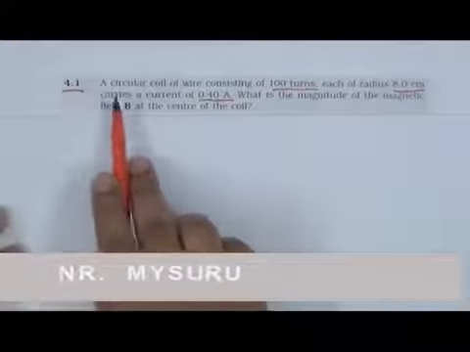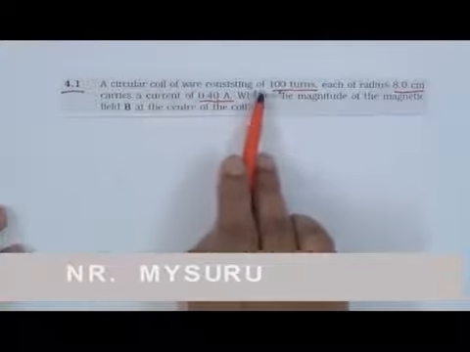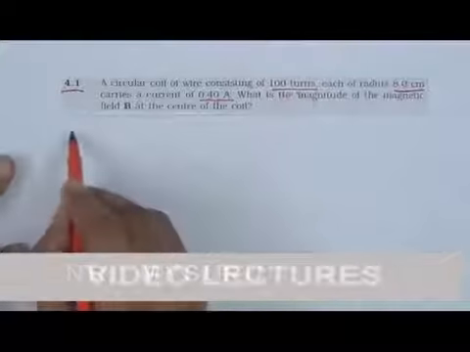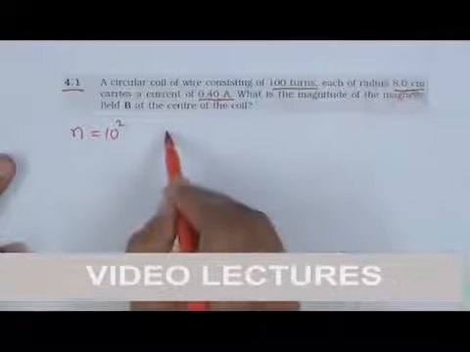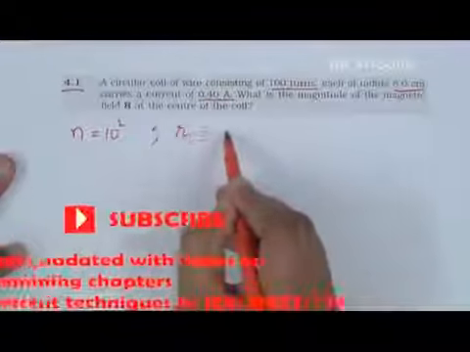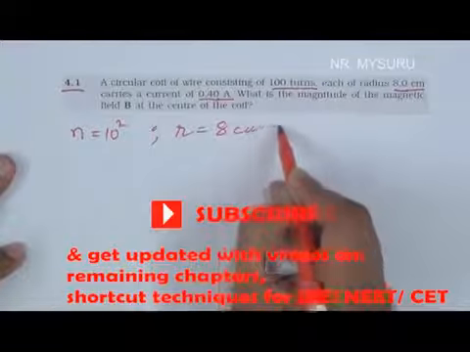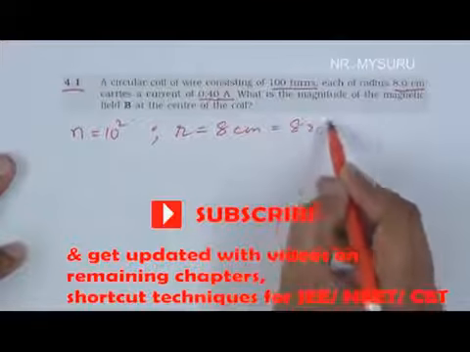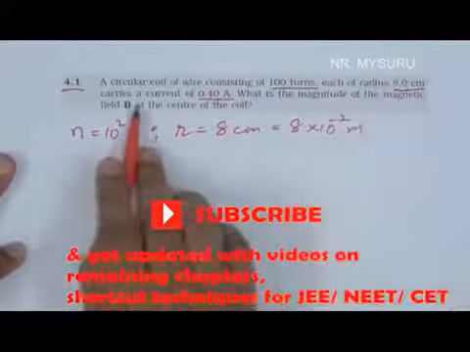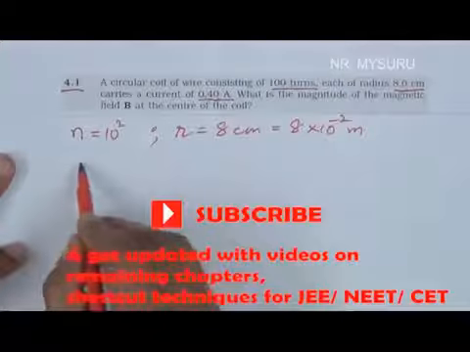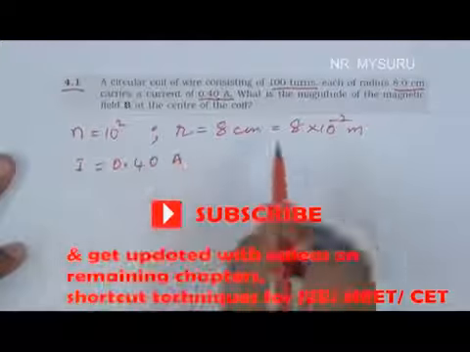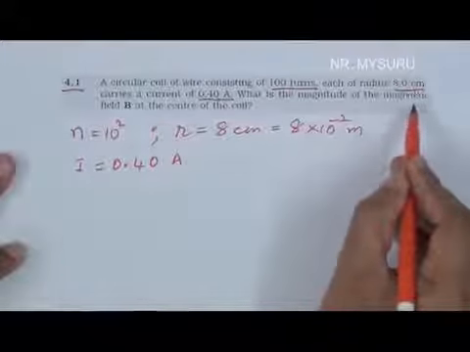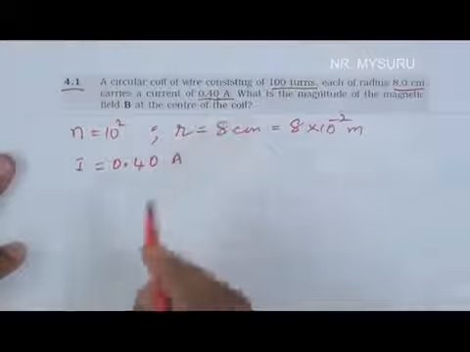4.1. A circular coil of wire consisting of 100 turns, N is 100, each of radius 8 centimeter, which is 8 × 10 power minus 2 meter, carries a current of 0.4 ampere, I equal to 0.4 ampere. What is the magnitude of the magnetic field at the center of the coil?